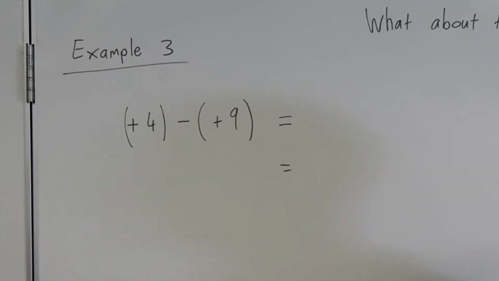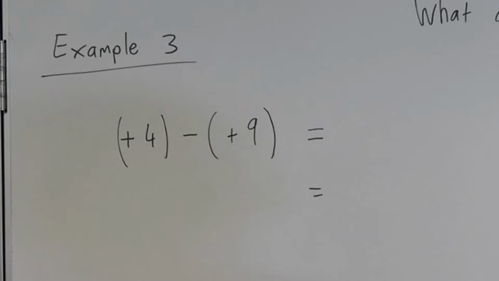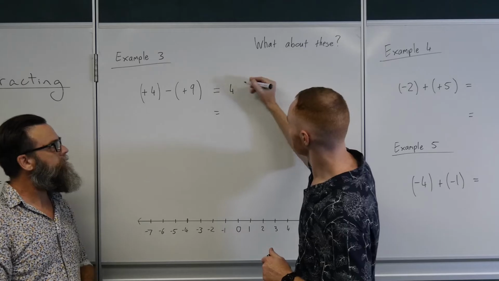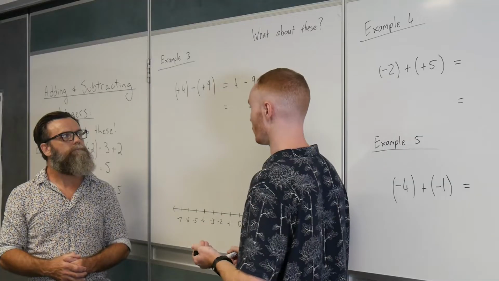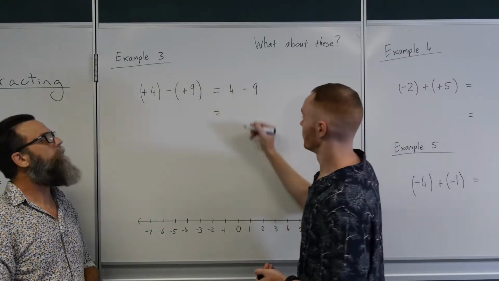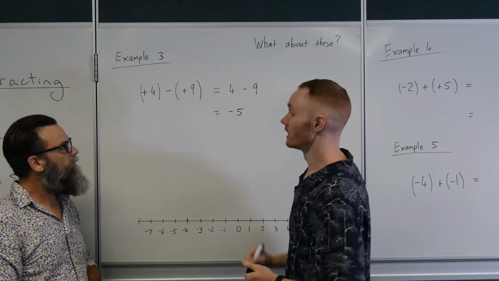So I'm going to set it out following the same strategy Mr. Wilkie did by rewriting the numbers. 4 subtract 9. Now 9 is greater than 4, so when I subtract that away, I get negative 5. I go into the negative numbers.